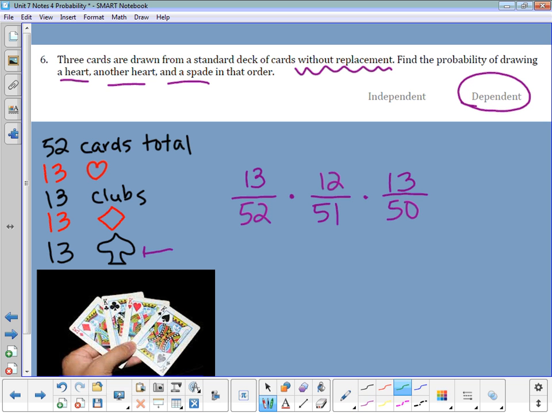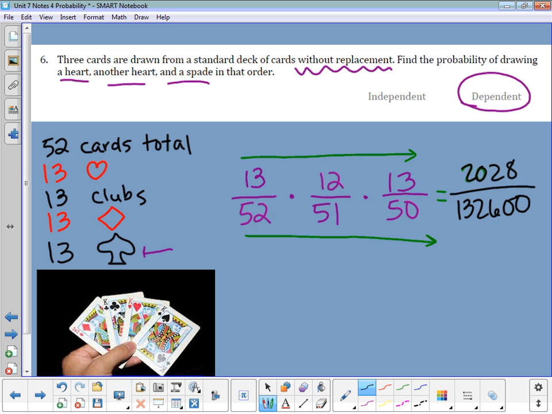Now let's just review fractions here for a second. When I am multiplying fractions, I want to go straight across the top and straight across the bottom, and then divide at the end. So 13 times 12 times 13 is 2028, and 52 times 51 times 50 is 132,600. I can turn that into a decimal. Again, I'm going to round to the nearest thousandth. So that's 0.015 for my probability.